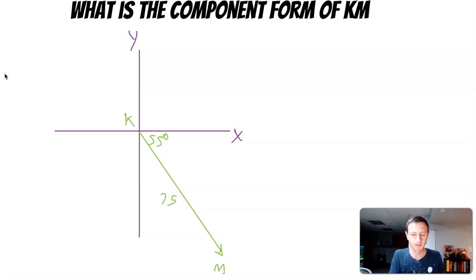In this problem, we want to find the component form of Km. So this line here, component form is what we're looking for. The component form is this. Component form is representing a vector.